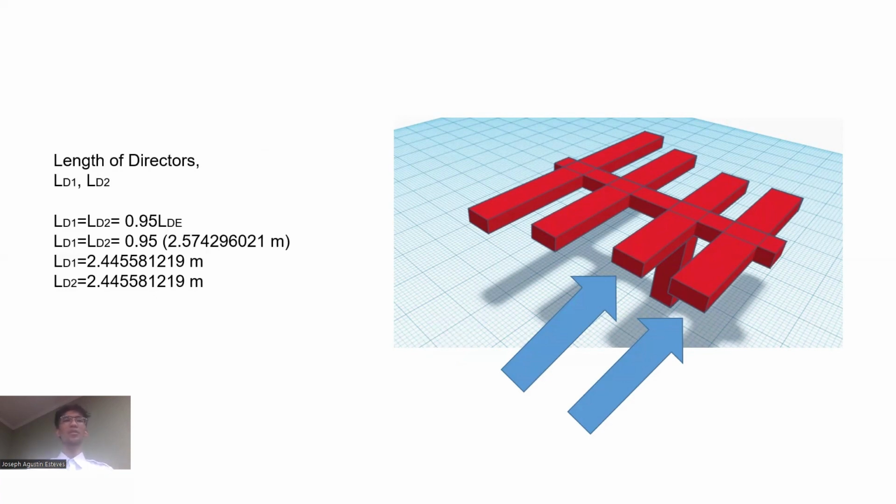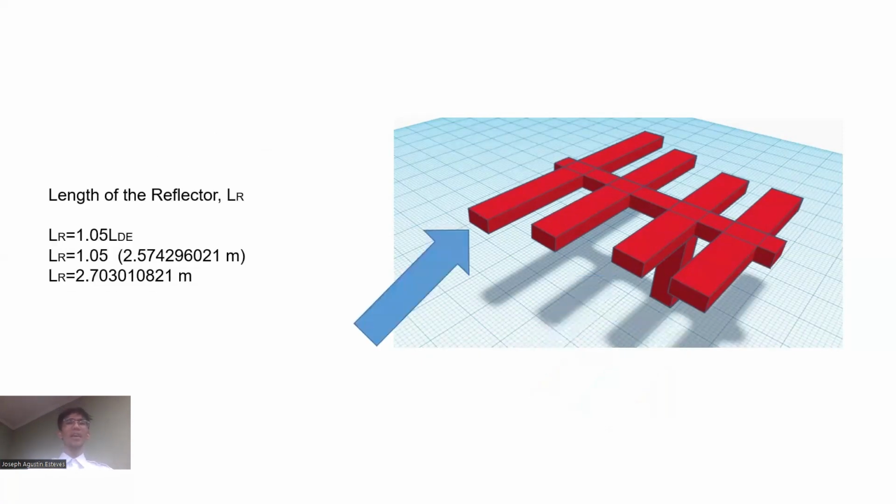The next one is the length of the directors, the LD1 and the LD2. LD1 is equal to LD2, equal to 0.95 times the length of the driven element, which is 2.574296021 meters. And we're going to have LD1 equal to LD2 equal to 2.445581219 meters.